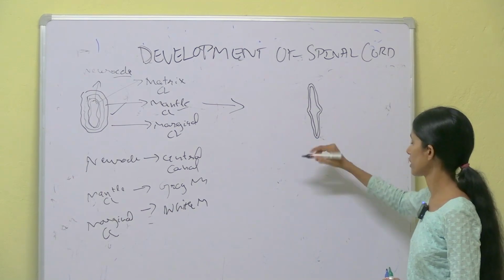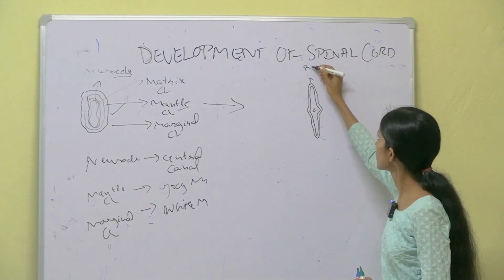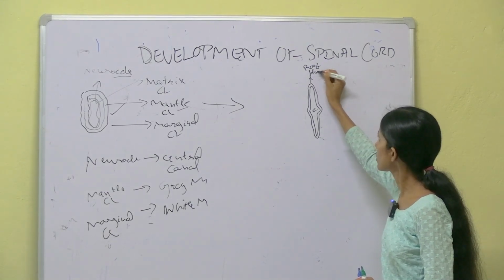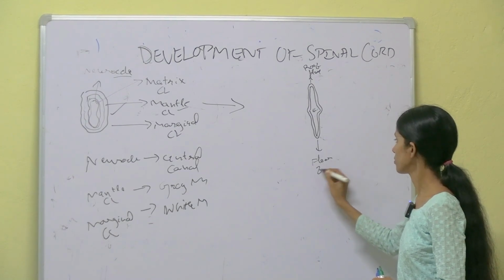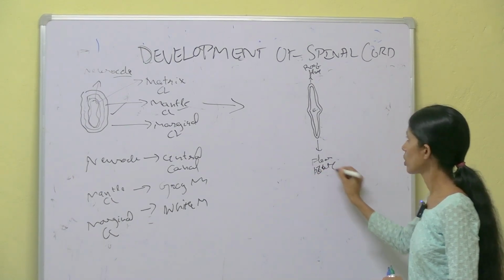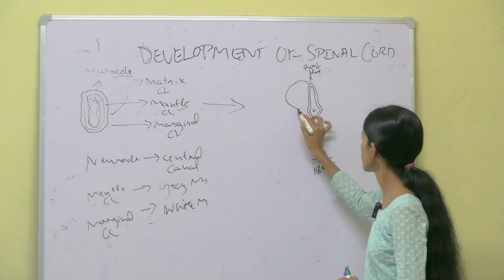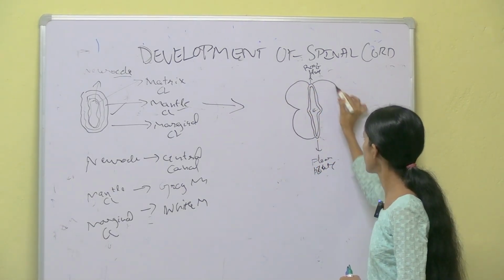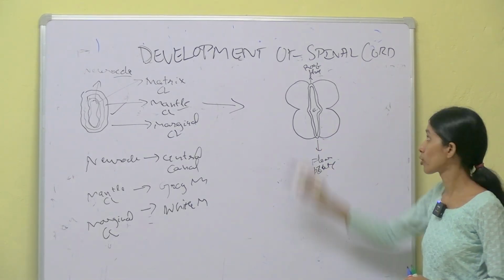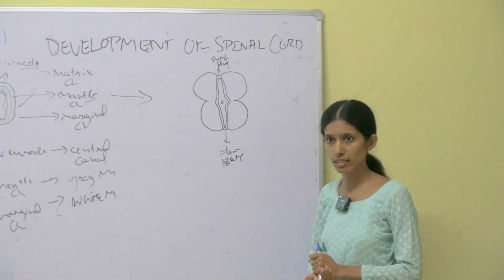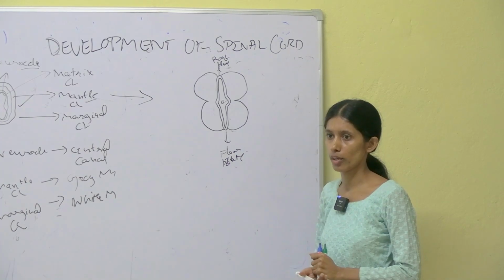Okay, so this is the central canal of your spinal cord, and this part we call it as the roof plate, and this part we call it as the floor plate. On either side of this structure we have the lateral walls. Okay, this is the lateral wall. Your roof plate and your floor plate are thin in structure, whereas your lateral plate is thick in structure. These points we have already discussed.